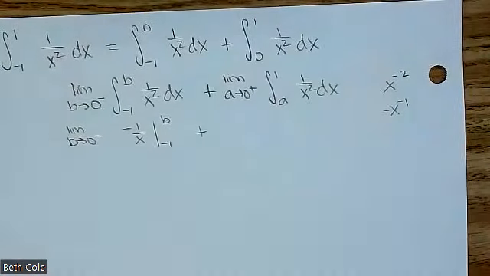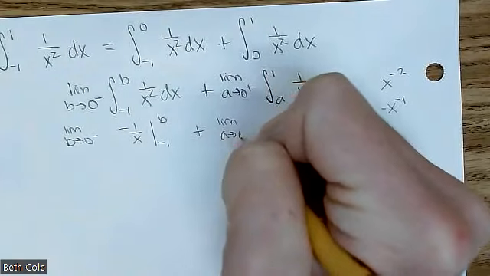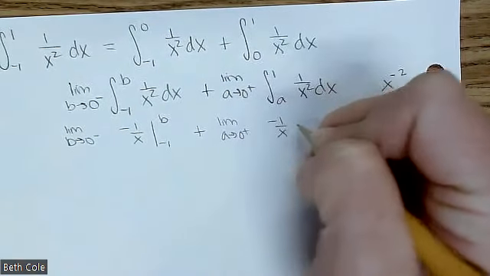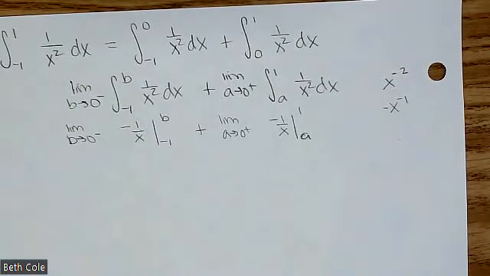And then this one's going to be the exact same thing, except with a. So limit a goes to 0 from the right, -1 over x such that a to 1. Again, just don't make a copy error is basically what it is. Just a lot of notation.